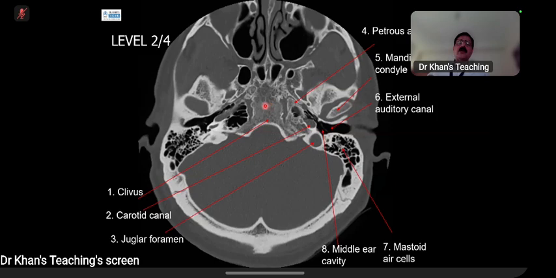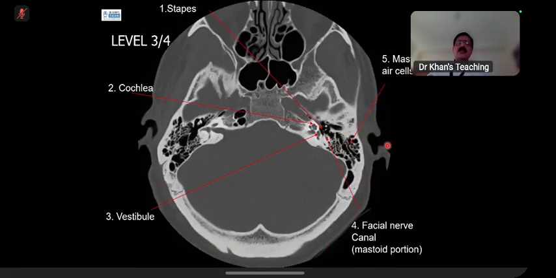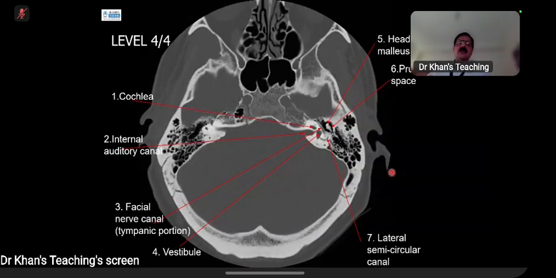So please remember that this part of anatomy, the clivus, is technically the sphenoid bone, and a portion of it is sphenoid, and a portion of it is occipital bone. But the petrous apex is sitting here. And in the next cut here, we can see mastoid air cells, we can see the stapes, we can see the cochlea, we can see the vestibule, and we can see the facial nerve.